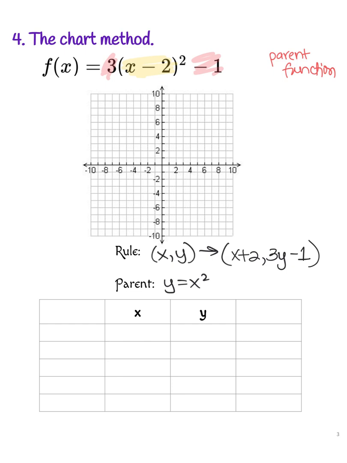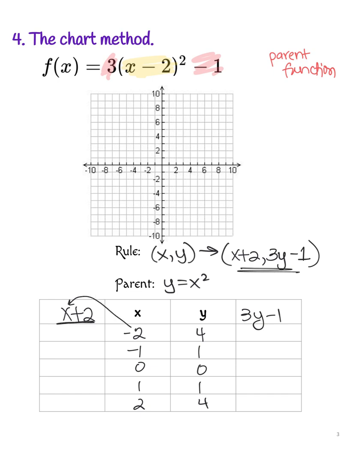Okay, so now's the time where we're going to start plugging in points. So we're going to do the parent function like we did in the last section. We're going to square all of the values. And then what's going to go on the outsides is going to be the rule. So I just took it from here. So now if I look here, all I'm doing is I'm going to plug x in for each of these. So I'm going to add 2 to every x, basically. And that's going to shift all the graph to the right.